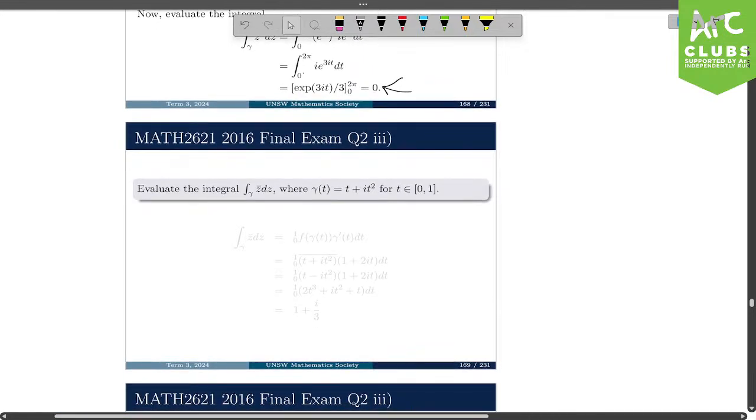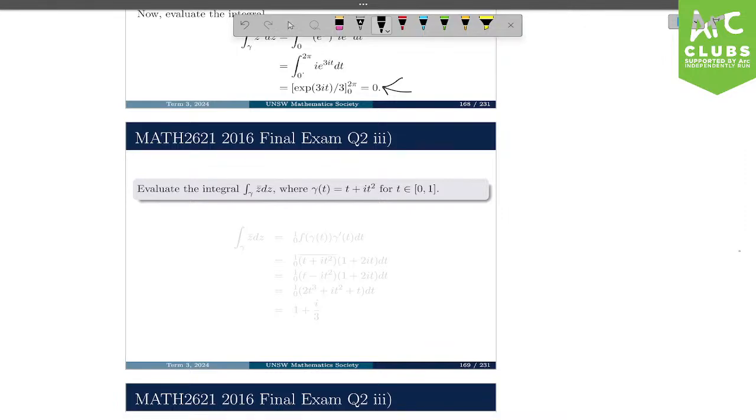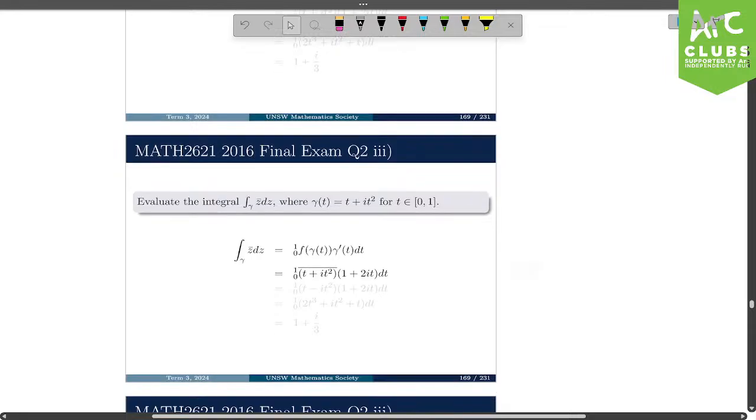We'll be looking into that a little later, but now we have a more interesting integral. Now we have an actual contour for it that is not a straight line, it is a bit of a curve, and let's do it. So, integral over this, first things first, define the derivative. So, the derivative with respect to time is going to be equal to 1 plus 2it, and we're going from 0 to 1. Okay? We plug this in.